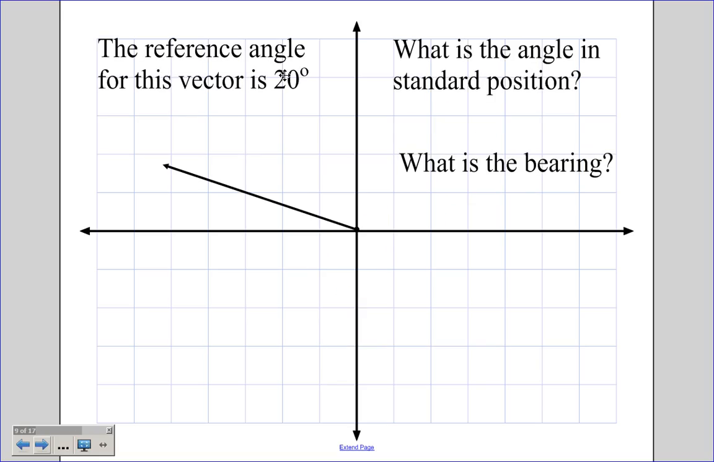Now here, we're going to do another problem. Pause the video and see if you can do this one on your own. If this angle is 20, the angle in standard position, excuse me, is 180 minus 20, which is 160 degrees. In bearings, this is 270, so 270 plus 20 is 290 degrees.